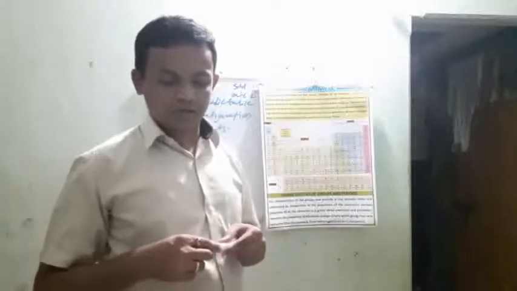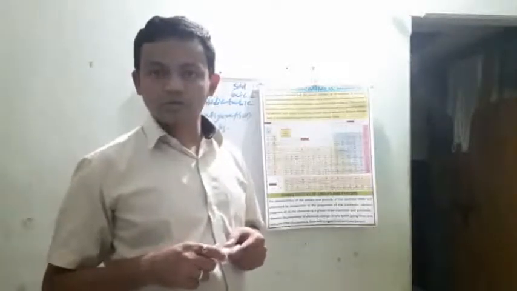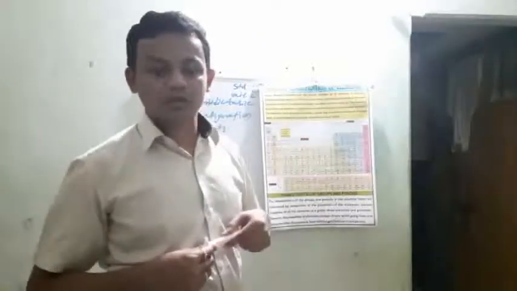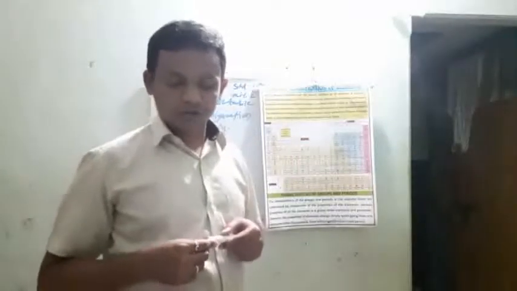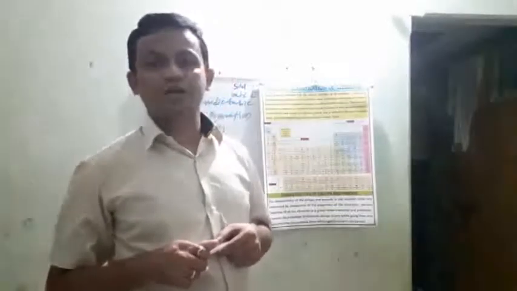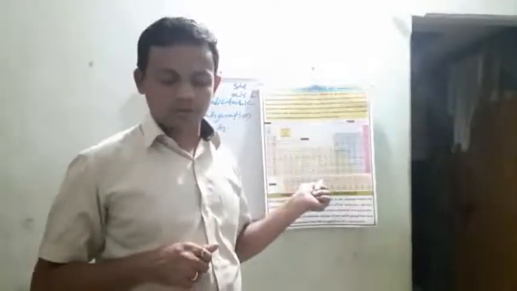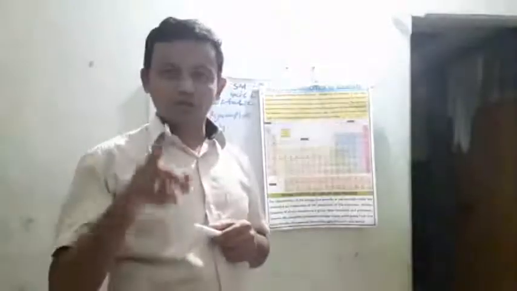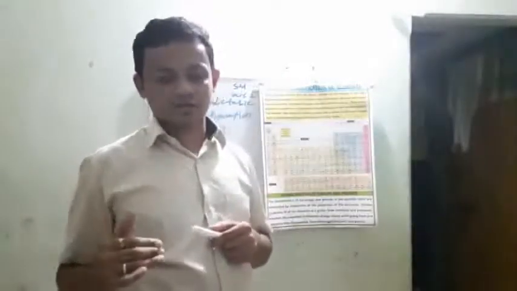In the modern periodic table we have seen that elements are arranged in increasing order of their atomic numbers. The vertical columns are called groups, and there are 18 groups in the modern periodic table. And the chemical properties of the elements in the same group show similarities and gradation.